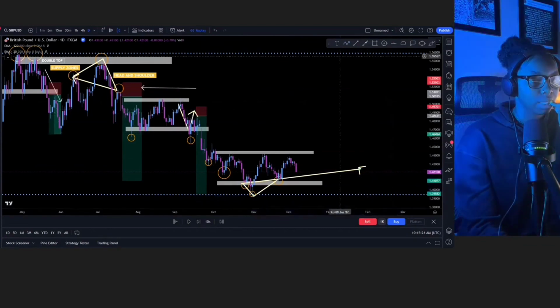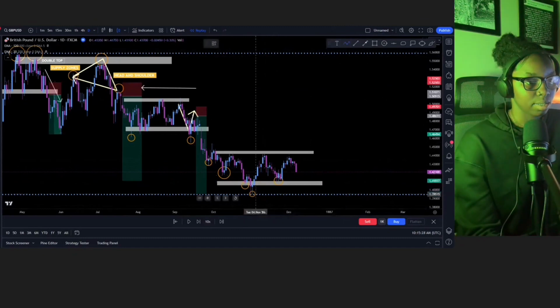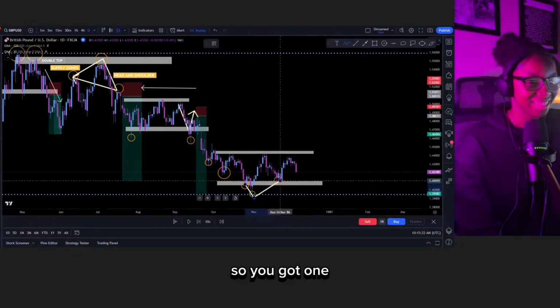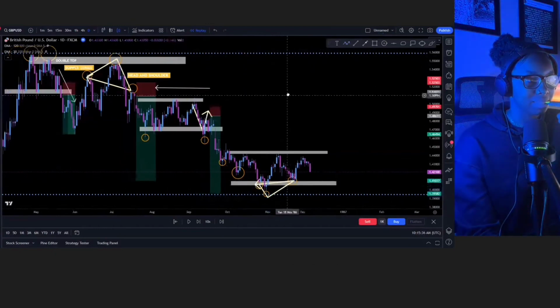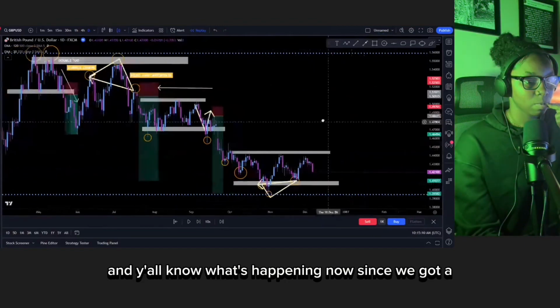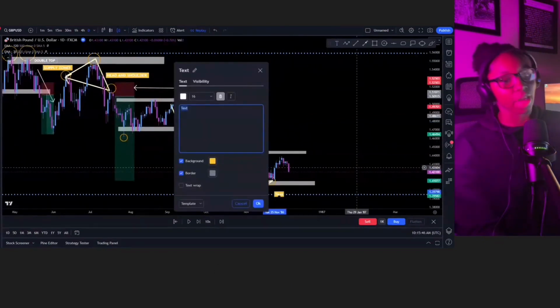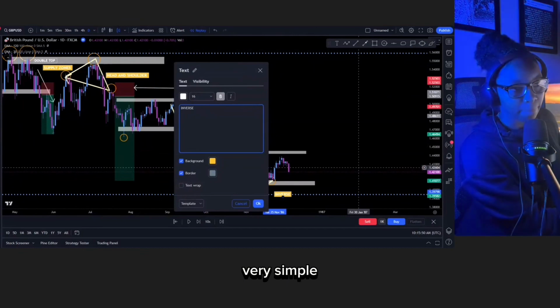Whoa. See, I told y'all, my mouse be tripping. I'm so sorry, y'all. So we got 1, 2, 3. Boom. And check that out. Another triangle. And y'all know what's happening now? Since this is a head and shoulders, right? The opposite of that. Very simple.